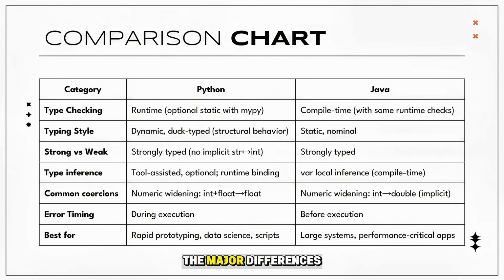This chart summarizes the major differences between Python and Java. Under type checking, Python checks types at runtime while Java checks at compile time. In terms of typing styles, Python uses dynamic and duck typing, while Java uses static and nominal typing. Both languages are strongly typed, meaning they don't allow invalid implicit type conversions like string to number. For type inference, Python offers optional inference through tools or runtime binding, while Java uses the var keyword for compile time inference. Regarding common conversions, Python performs numeric widening such as int plus float will turn into float, while Java performs automatic numeric widening from int to double, which will turn into double.